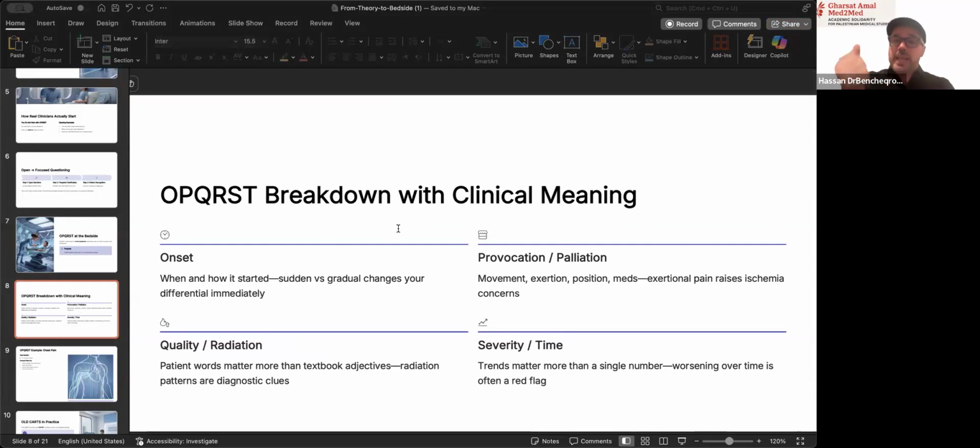Does it feel like stabbing? Does it feel like twisting? Does it feel like you spilled hot water on it? Does it feel like burning? Does it feel like electricity? Each one of these is different. It reveals the physiology of the symptom. Okay?